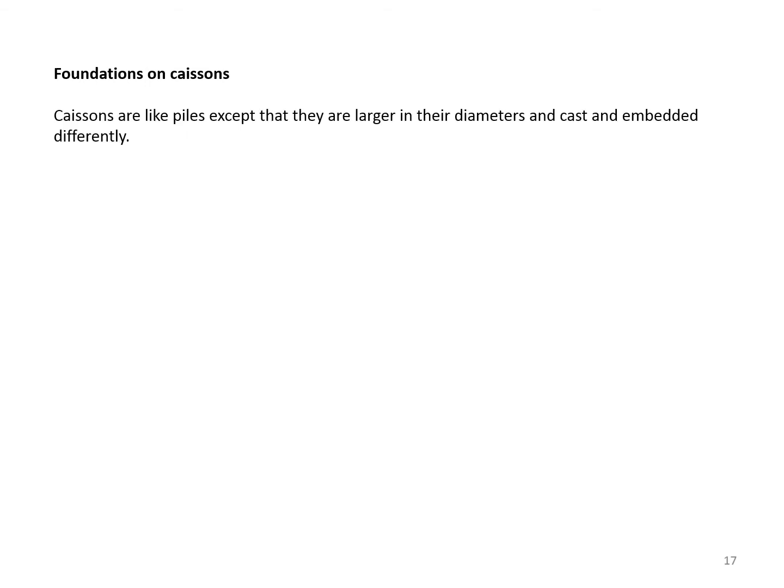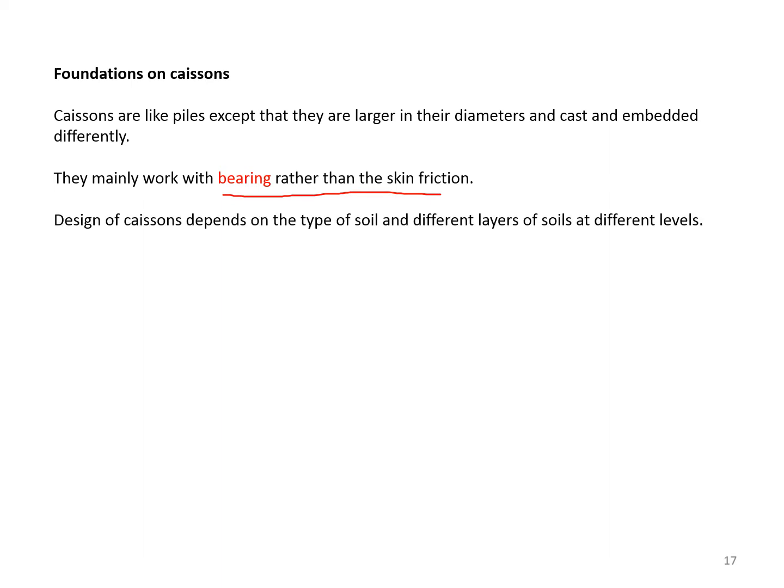Foundations and caissons. Caissons are like piles, except that they are larger in their diameters and cast and embedded differently. They mainly work with bearing rather than the skin friction. Design of caissons depends on the type of soil and different layers of soils at different levels.